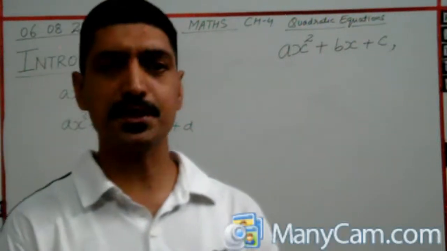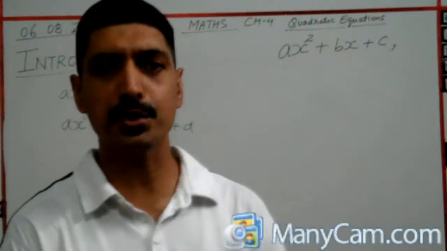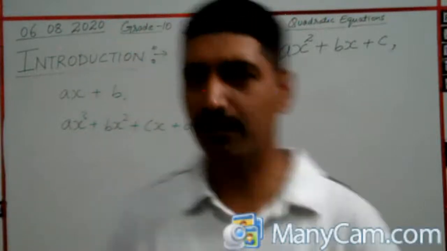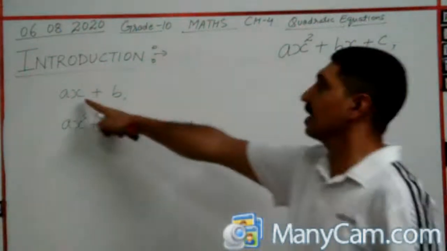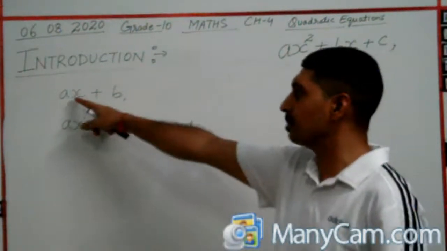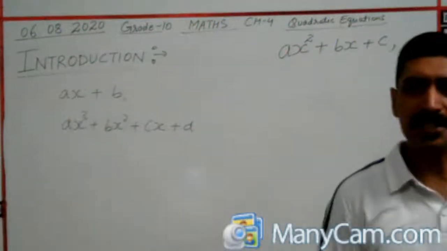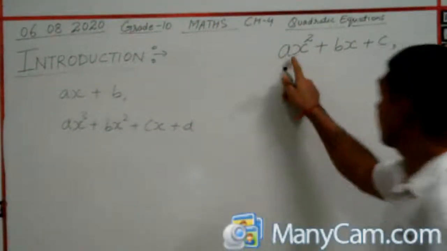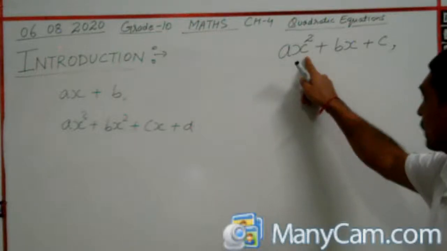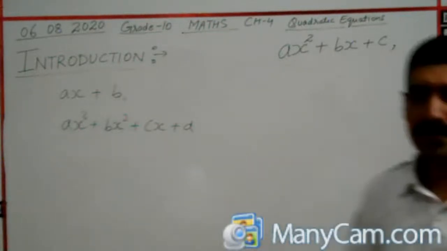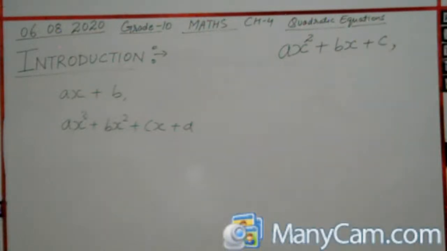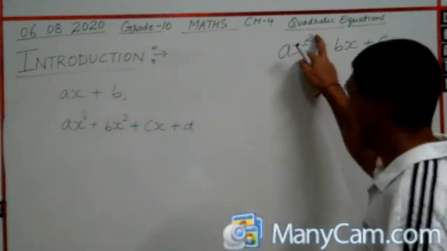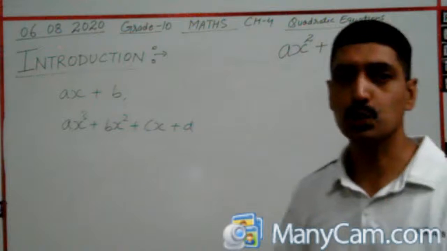Today we will first discuss the introduction of quadratic equations. I was discussing first in chapter 2, polynomials. We have discussed the linear polynomial standard form, that is ax plus b, and the quadratic polynomial ax square plus bx plus c is a quadratic polynomial, right? In a quadratic polynomial, the highest power or the degree is 2.